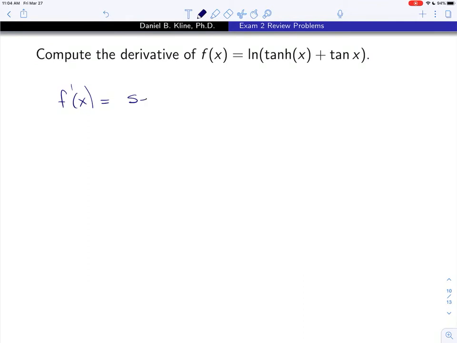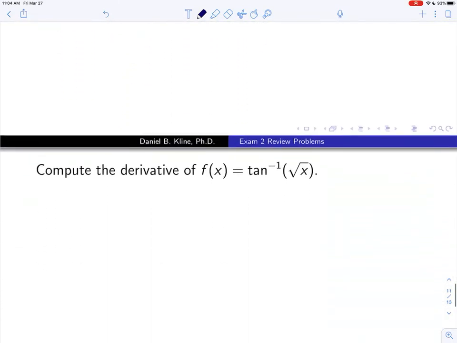So let's do it. The derivative of tangent is sec squared x plus the derivative of tangent is sec squared x, over the inside, which is just tangent x plus tan x. And that's that. We're done. Let's go to the next problem.